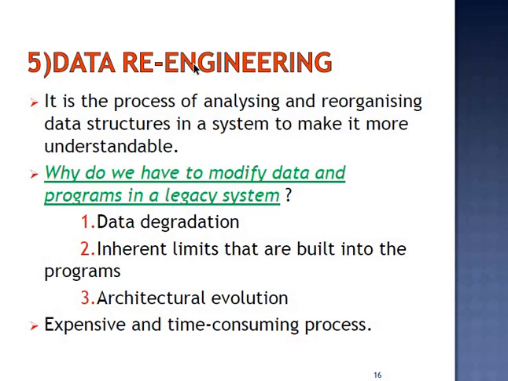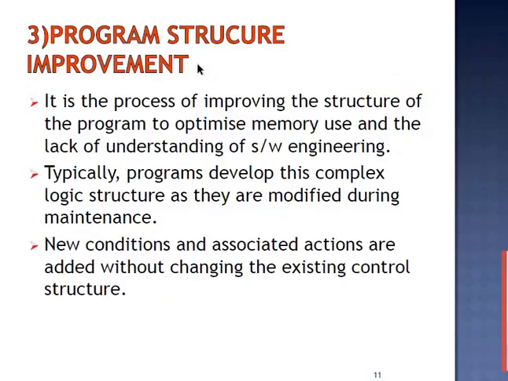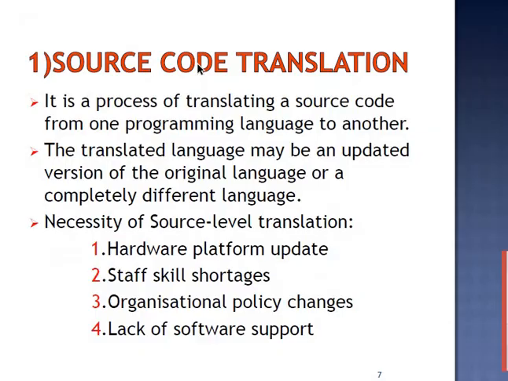Okay, so the final one is data re-engineering. It is the process of analyzing and reorganizing the data structures in the system to make them more understandable. So these are the different 5 phases. In data re-engineering, we work on the data side: when we are working on the coding, it's like identifying the data structures and reconstructing them from the existing data structures. So this is nothing but data re-engineering, right? These were the 5 phases.